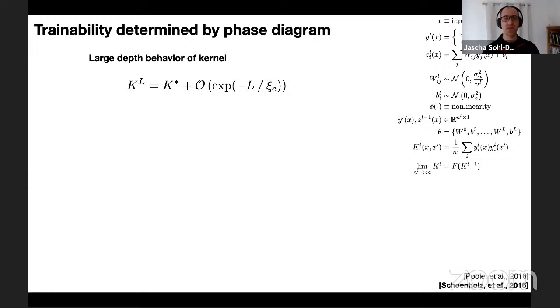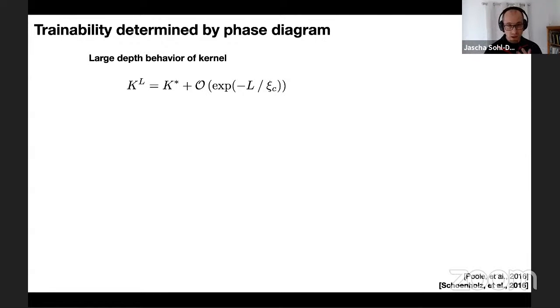One common behavior of recurrent processes is that if you run them long enough, they will converge to a fixed point. And generically, they tend to decay towards this fixed point exponentially. That is also what turns out to happen here. So we can write K^L, K capital L, in terms of a fixed point K star plus a term which decays exponentially with depth over a characteristic depth scale chi c.